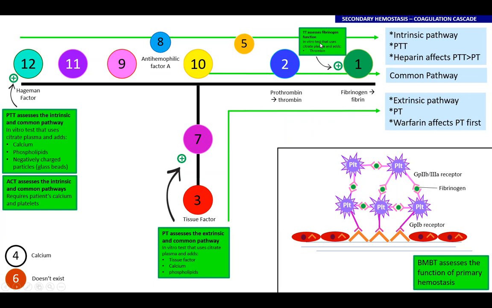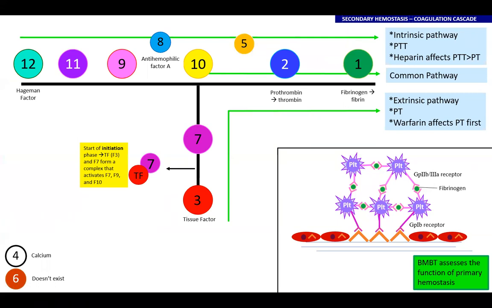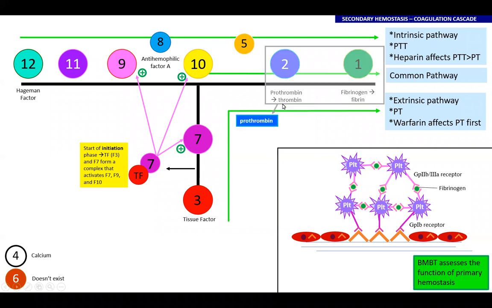So that's important to remember where these tests come in, and we'll talk about that more at the end when we talk about specific disorders. So the next thing is, how does coagulation actually happen in the body? The initiation phase is when factor 3, or tissue factor, complexes with factor 7, and that activates 7, 10, and 9. So then that's going to create a little bit of thrombin. So prothrombin is going to go to thrombin, just a little bit of thrombin.